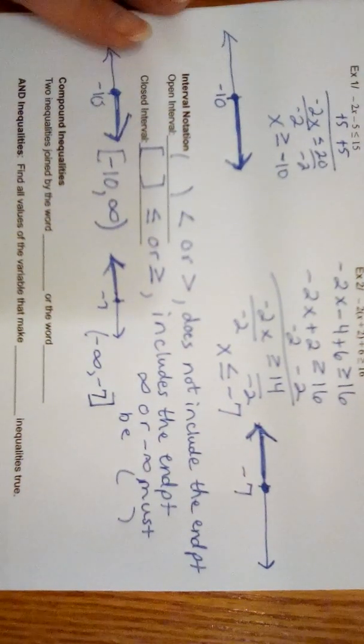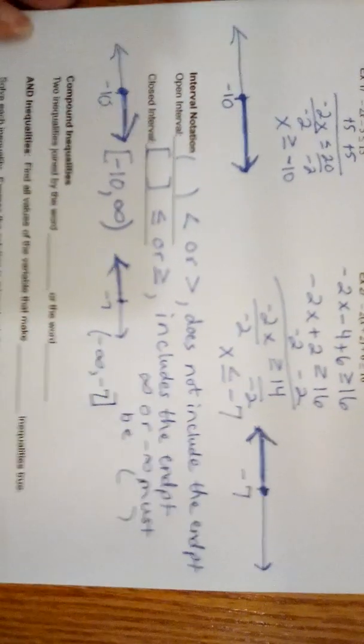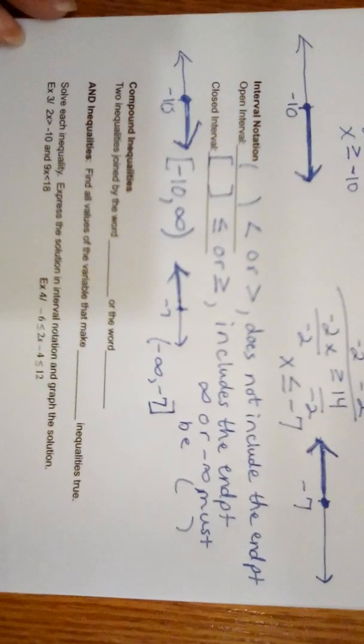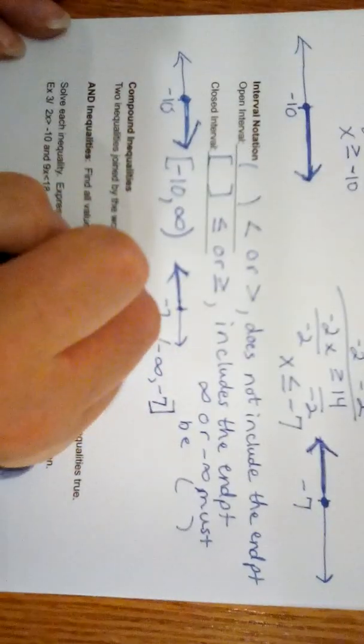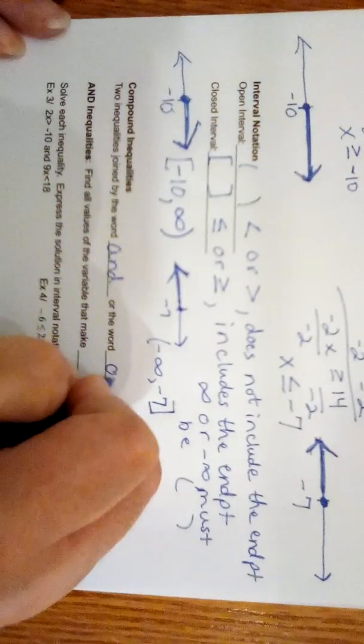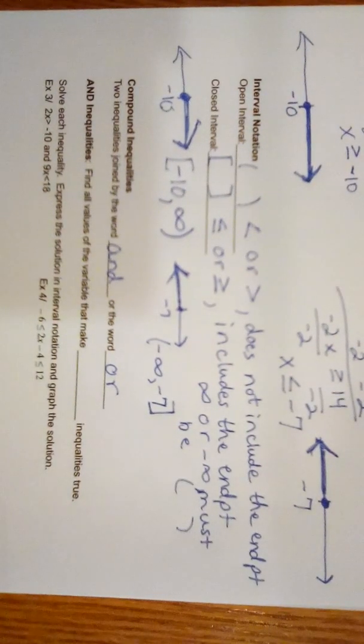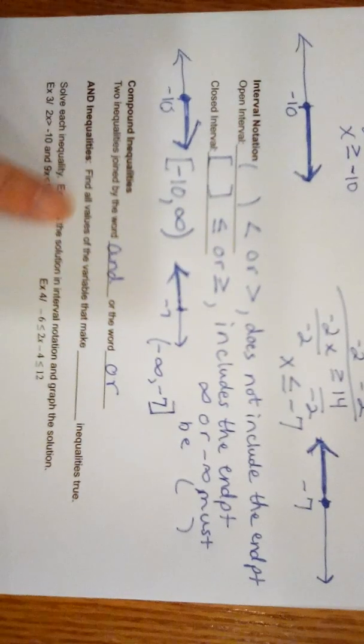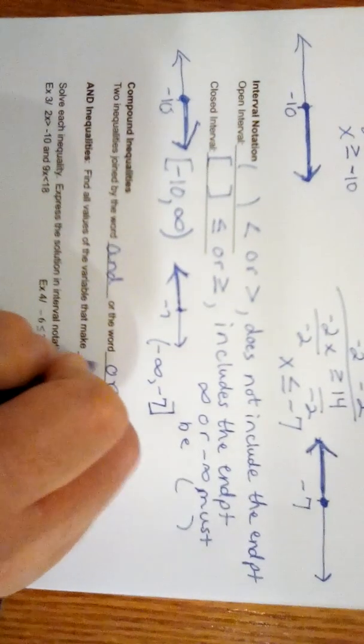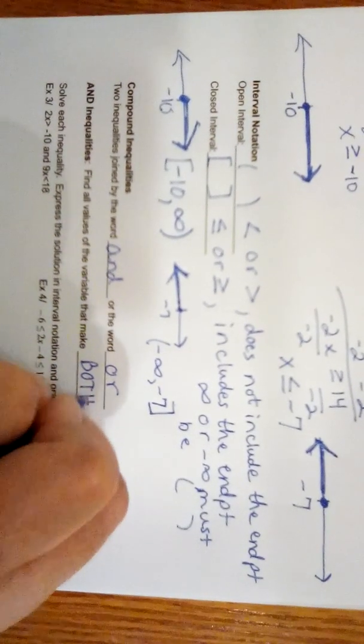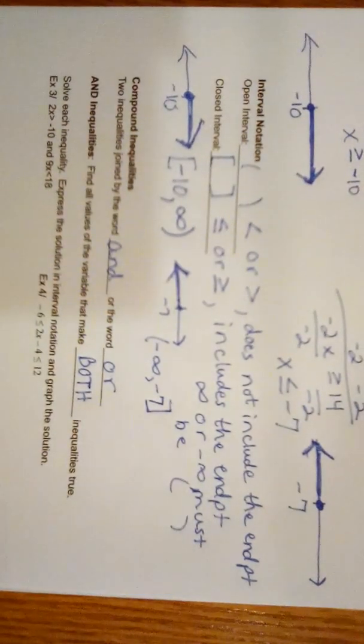Okay. All right, compound inequalities. Two inequalities joined by the word and or the word or. For an and inequality, you find all the values of the variable that make both inequalities true. So both pieces, it has to be an overlap. It's where both parts of the inequality are true. And those can be written in a couple of ways, and I'm going to show you one of each of those.